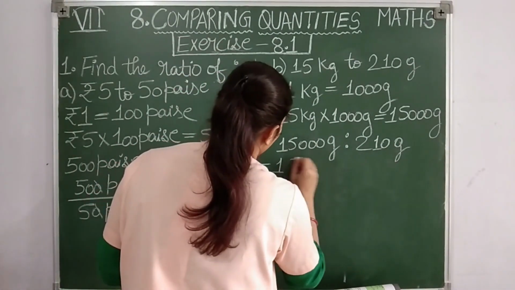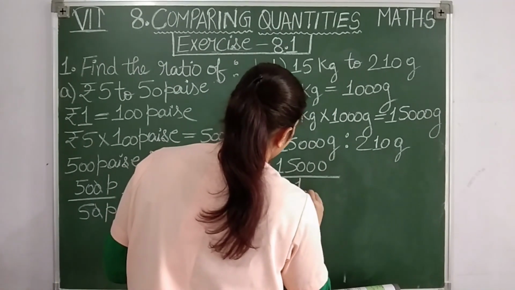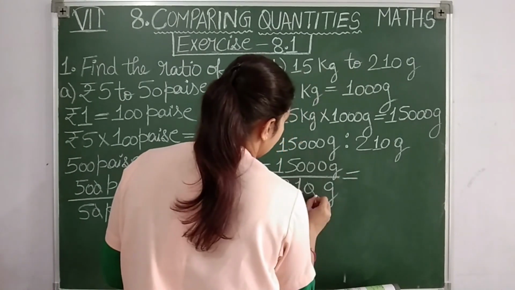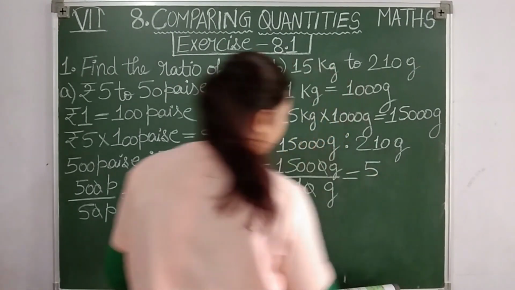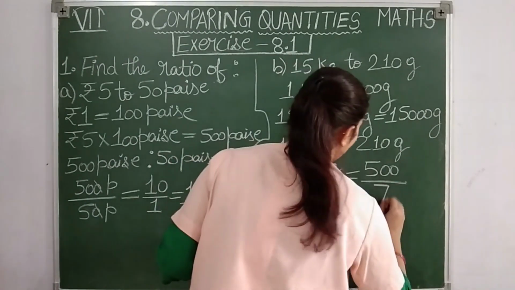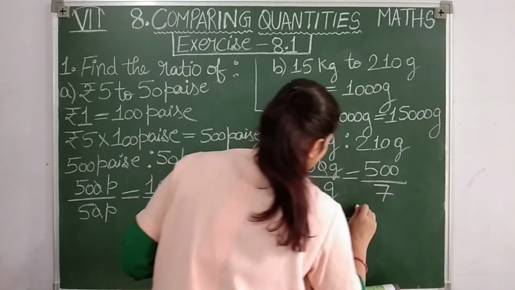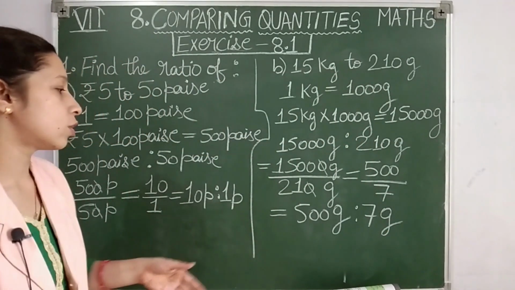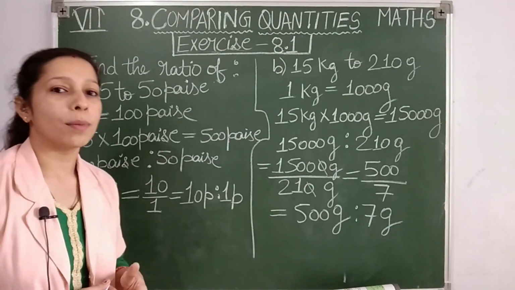Now let us write in the form of a fraction. 15,000 upon 210 grams. Cross cancel it. 0, 0 cancelled. Then with 3 we can cancel them. 3 5s are 15 and 2 zeros. Then 3 7s are 21. So students, we got 500 gram is to 7 gram. They can't be cancelled further. So here only we will stop and we will get 500 grams is to 7 grams. Note it down, then we will see point number C.